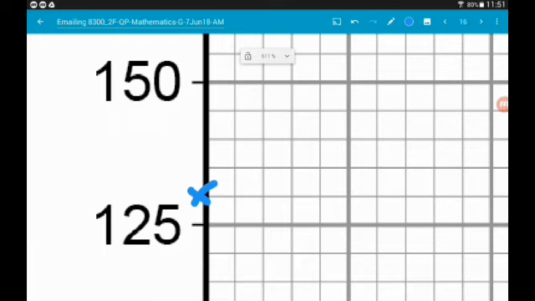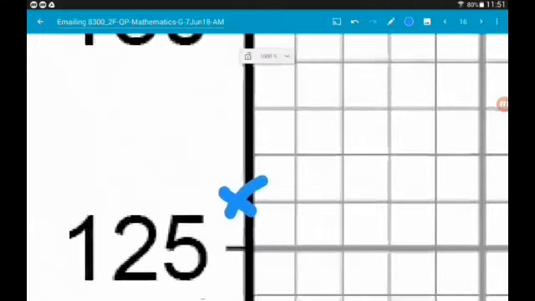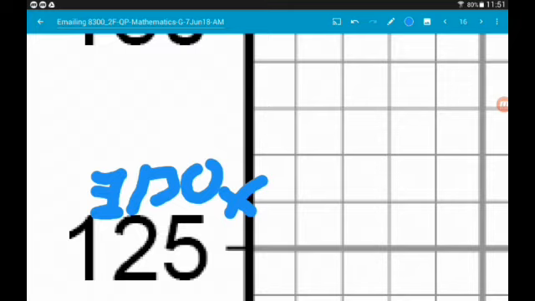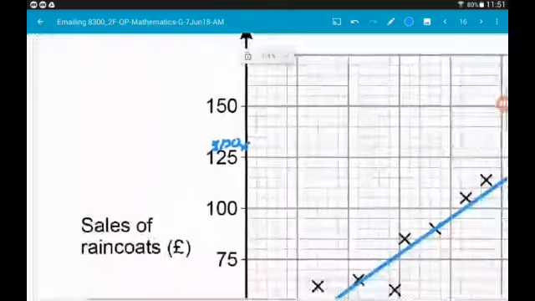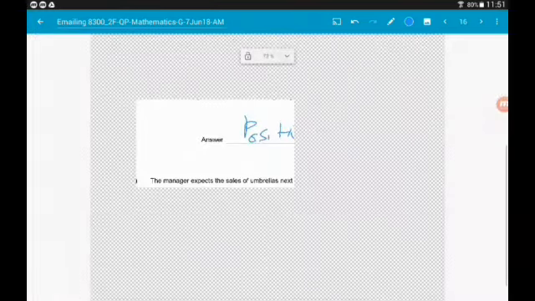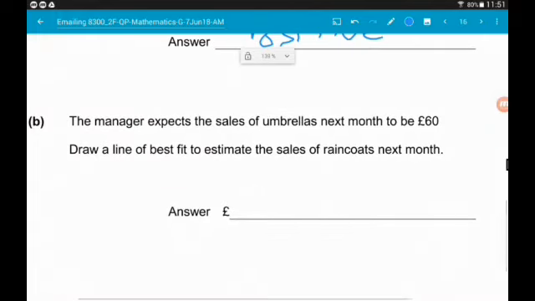So now we need to work out the scale. 5 little squares gets us from 125 to 150, so every little square is worth £5. So this is going to be £130. And you might get a slightly different answer because you'll have a different line of best fit.